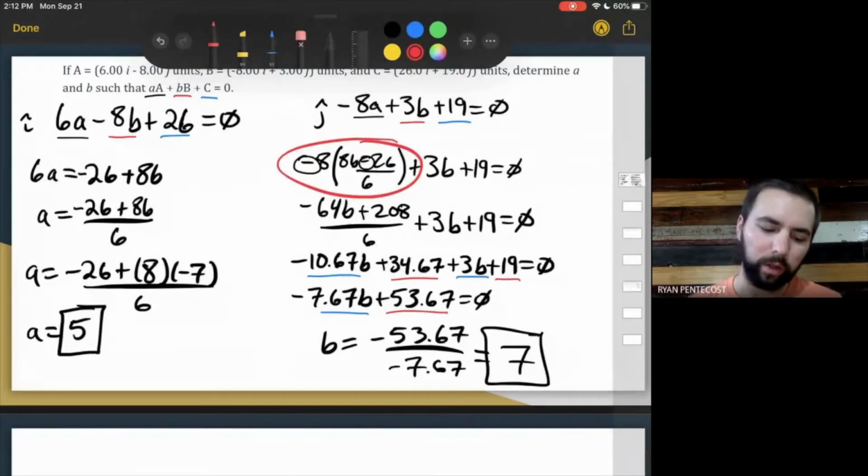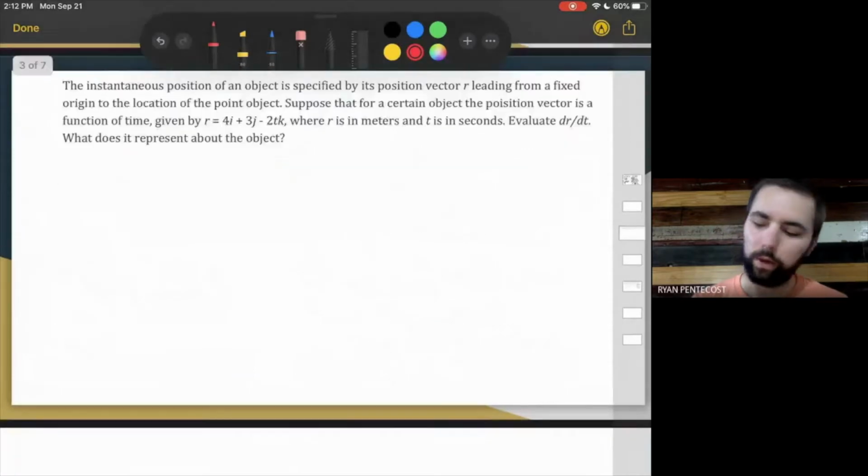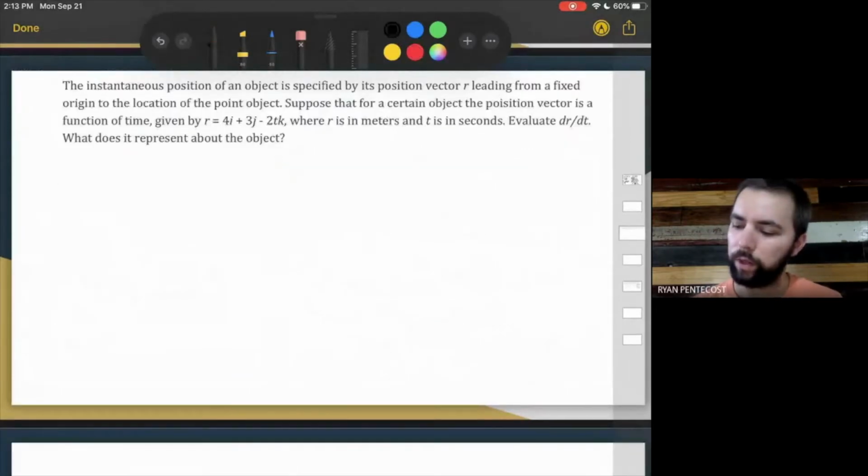All right, next problem. This one, again, not too difficult. It's a derivative, so if we're comfortable with derivatives, this shouldn't be an issue.